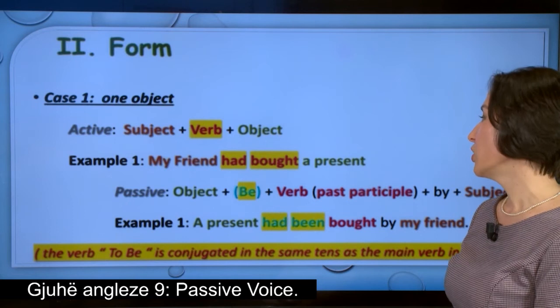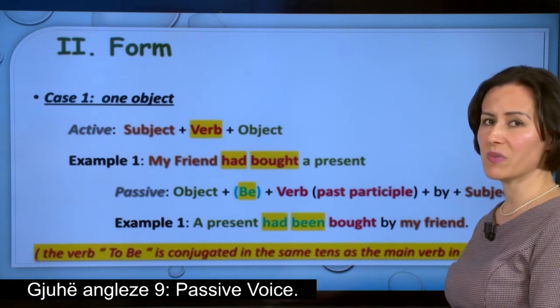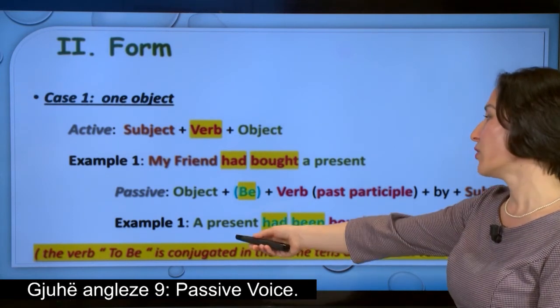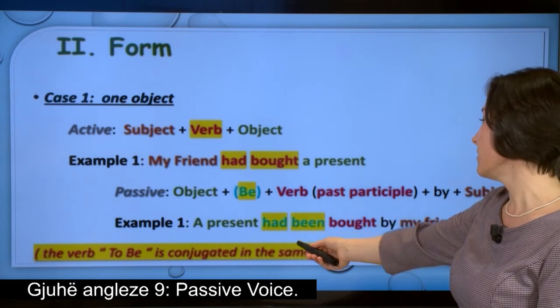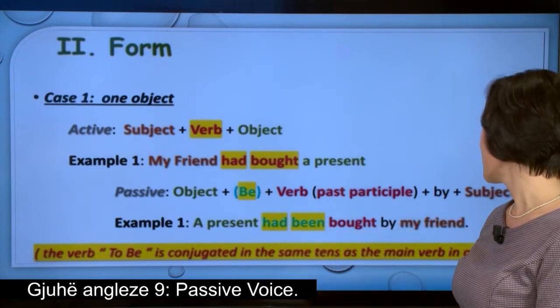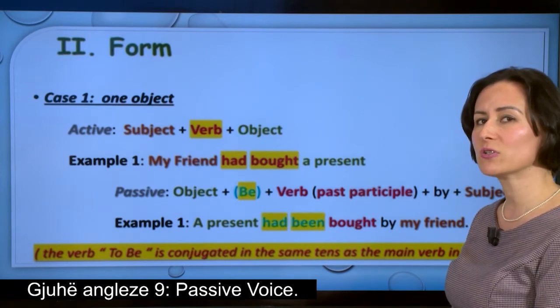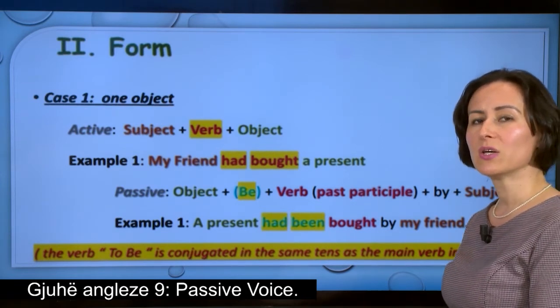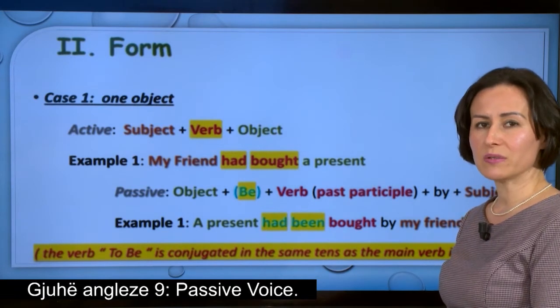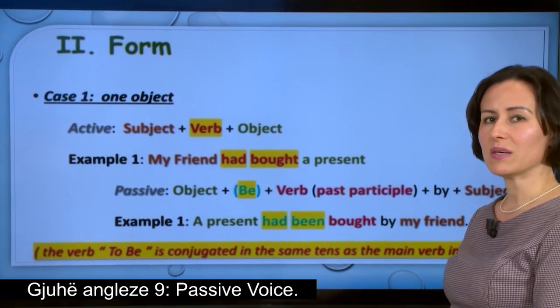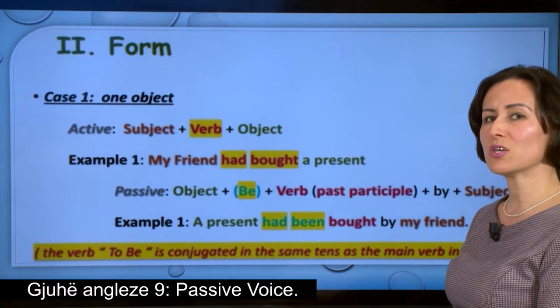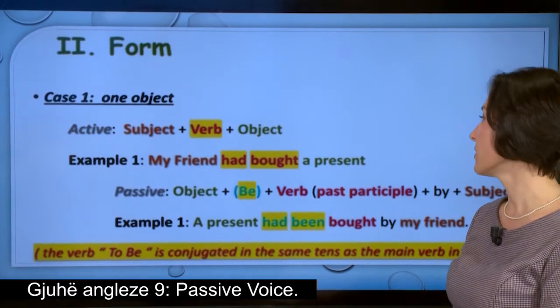But you should always bear in mind that the verb to be is conjugated in the same tense as the main verb in the active sentence, and also according to the number of the subject, either if it is singular or plural.